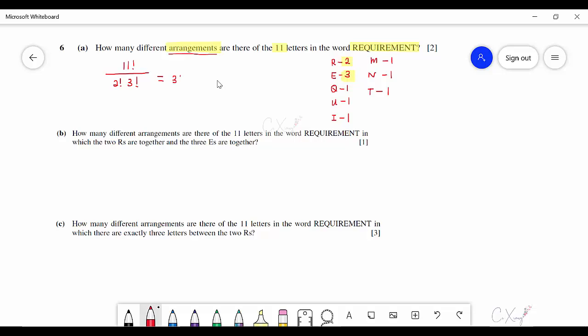And therefore, you should get 3, 3, 2, 6, 4, 0, 0. Okay, so this is how we complete part A for question number 6.